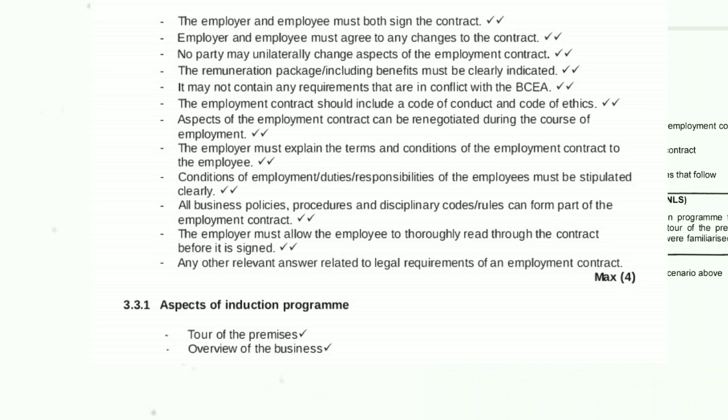It's a tour of the premises and overview of the business. Tour of the premises, I'm showing you the premises. Overview of the business.